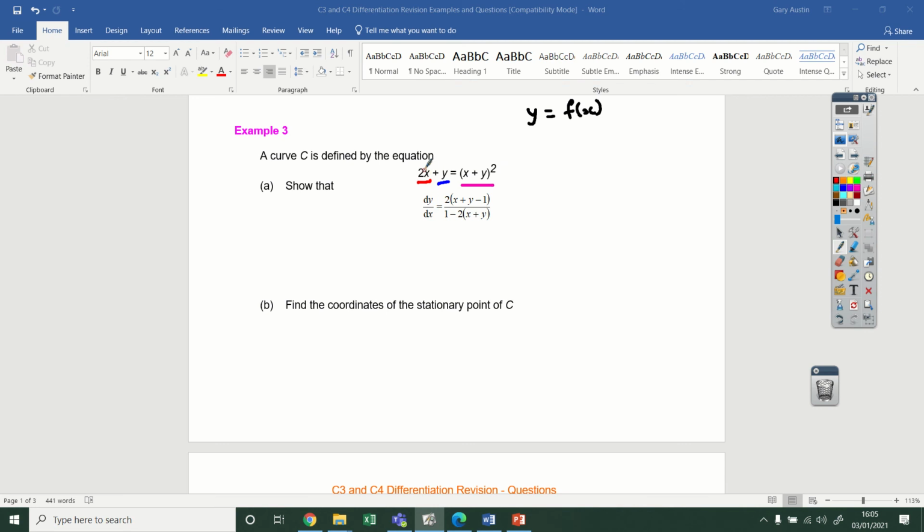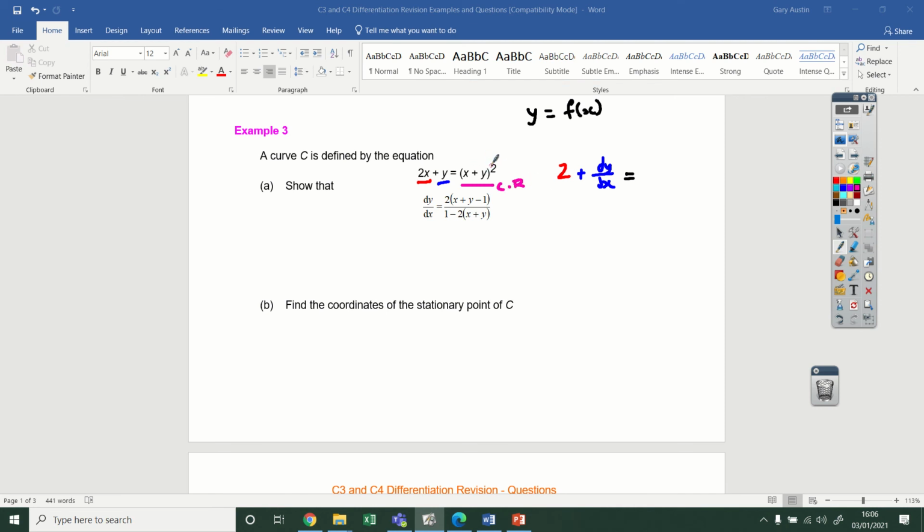So 2x, that has no y's. I can just differentiate it. So that becomes 2. Y is a function of x, and I differentiate it, and that's going to become dy by dx. And then the right hand side, well, this is going to be a chain rule because it's an expression that I've got with x's. Y is a function of x as well, and then that's all squared. So I'm going to use the chain rule to work this bit out.